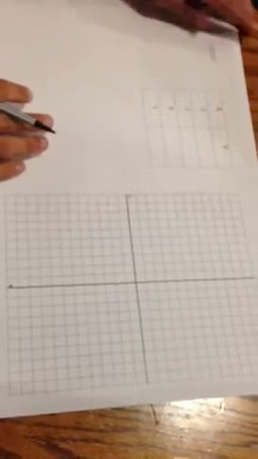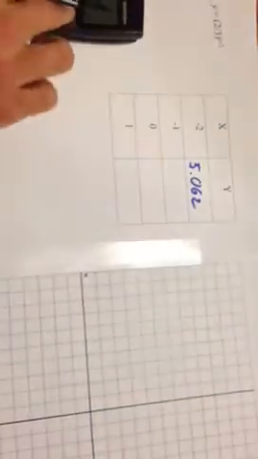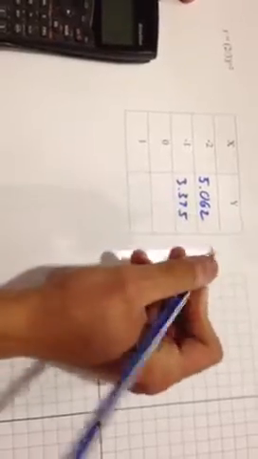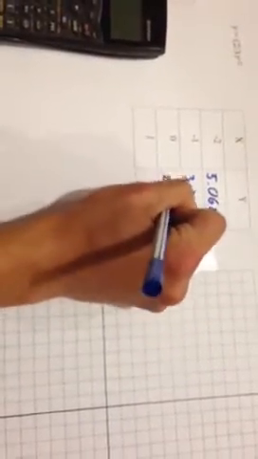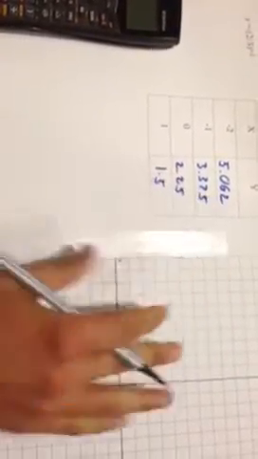Starting off with it, alright? So you're plotting 2 over 3 to the x. I'm going to start off with that. And negative 2 comes out to 5.062. Next one is 3.375, and then for 0 it is 2.25, and the last one is 1.5.